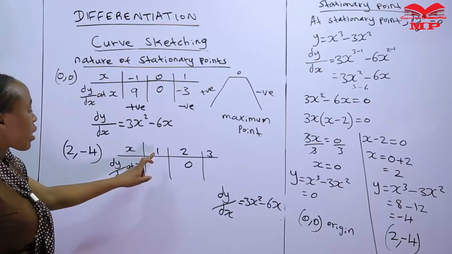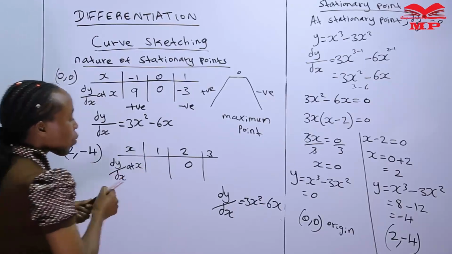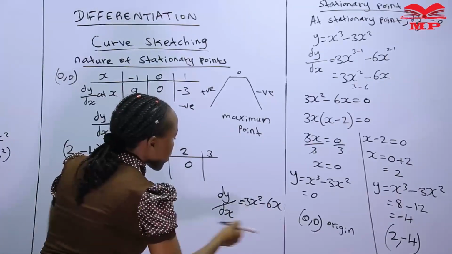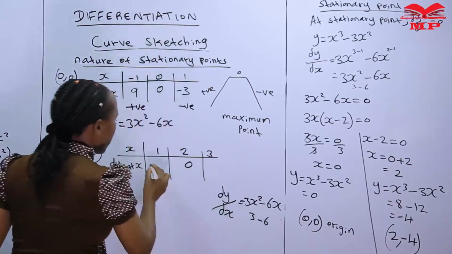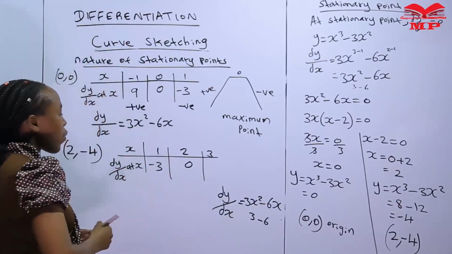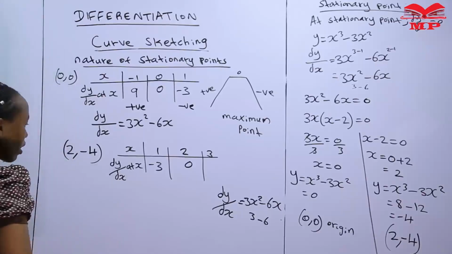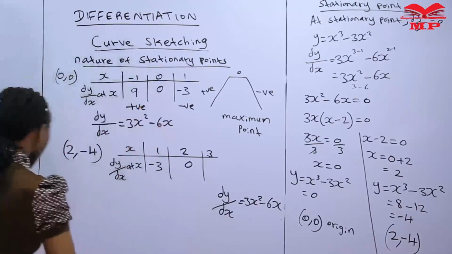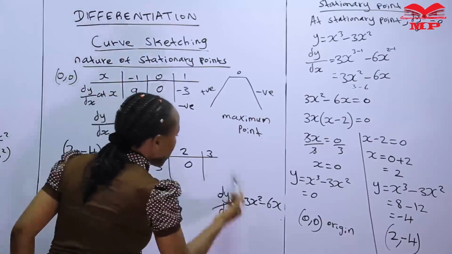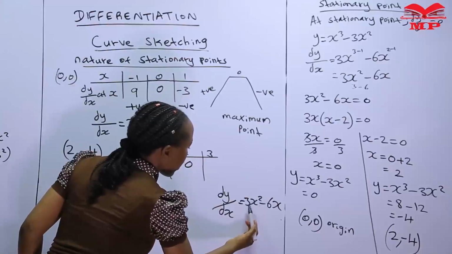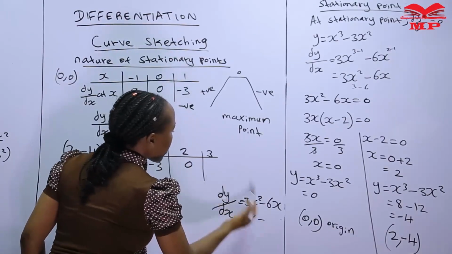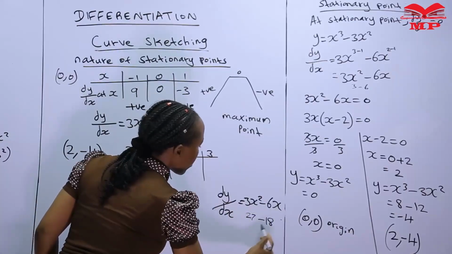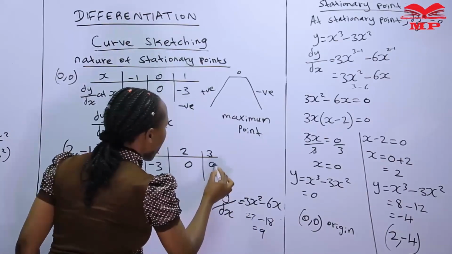So we get the gradient when x is 1. So we are going to have 3 minus 1 times 6, which is 6, so we have negative 3. And when x is 3, again, we are going to have 3 squared, that is 9. 9 times 3, we have 27. Then minus 3 times 6, that is 18. We get 9. So we have 9.